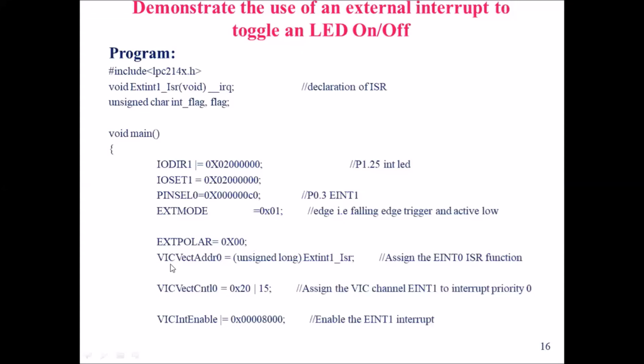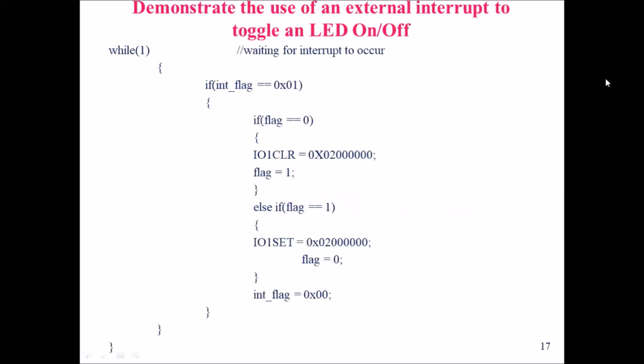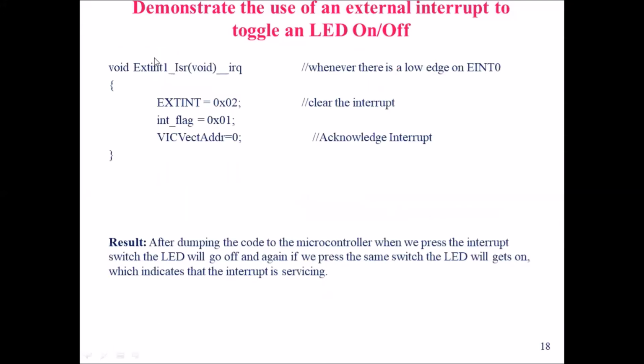After that, we have discussed another register called vector control address 0. For this, I'm assigning the user defined function. I'm assigning the EINT0 ISR function here. So when this function is assigned, it will directly go to the ISR here.